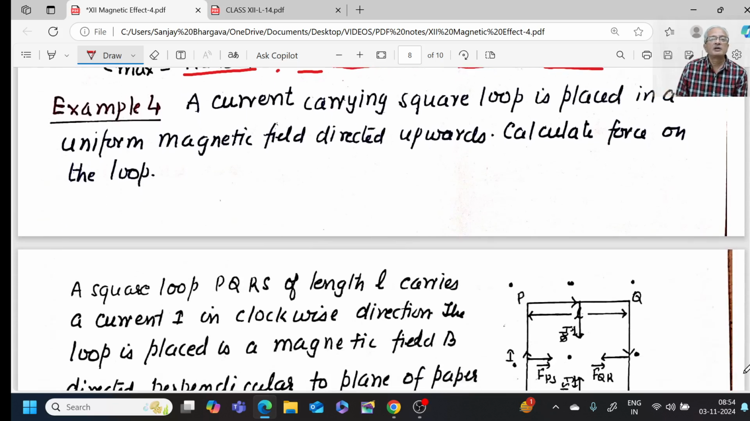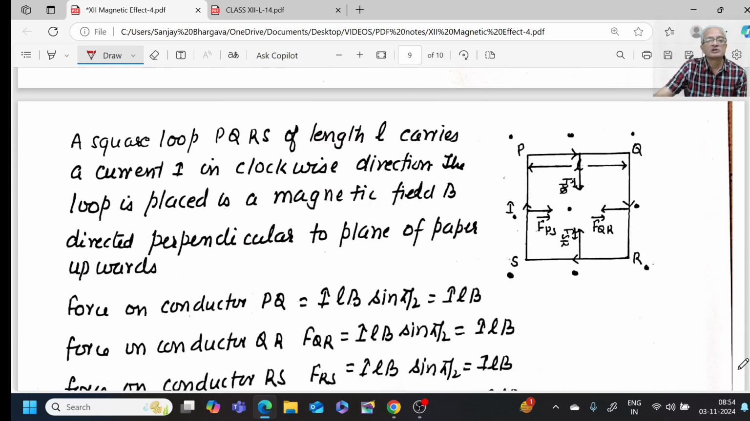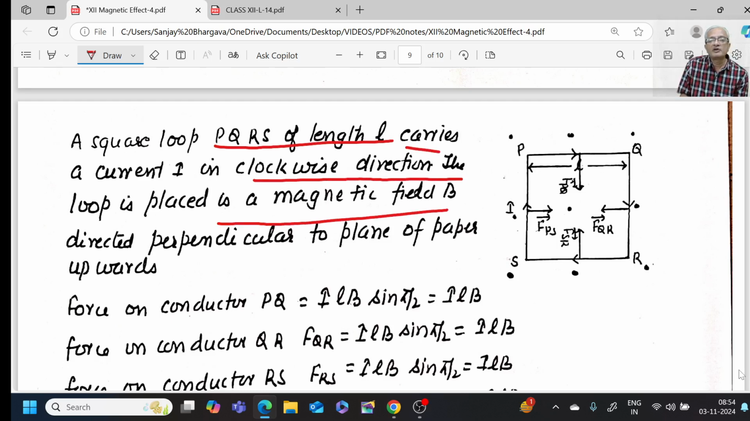Now example number 4. A current carrying square loop is placed in a uniform magnetic field directed upwards. Calculate the force on the loop. So here is the figure. It shows a square loop PQRS of length L. It carries a current I in clockwise direction. The loop is placed in a magnetic field B directed perpendicular to the plane of the paper and upward, represented by dots.